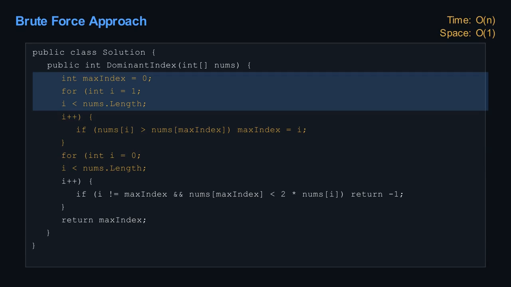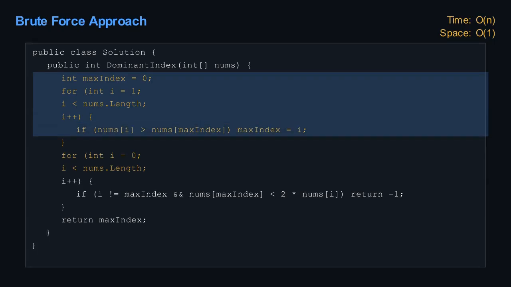Then, we compare 6 with all other numbers to see if it's at least twice as large. We compare 6 with 1, and we see that 6 is at least twice as large as 1. We compare 6 with 0, and we see that 6 is at least twice as large as 0. We compare 6 with 3, and we see that 6 is at least twice as large as 3. So, we conclude that 6 is the largest number that is at least twice as large as all other numbers.